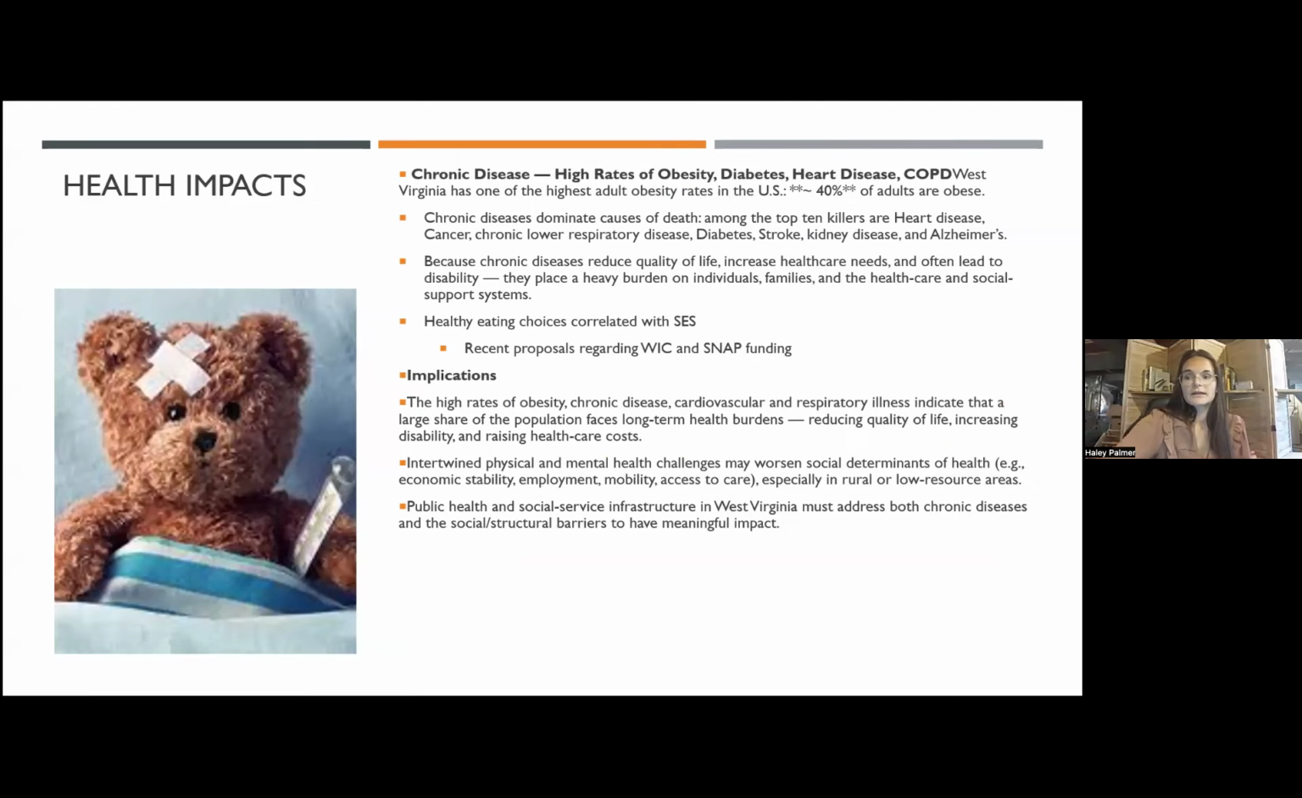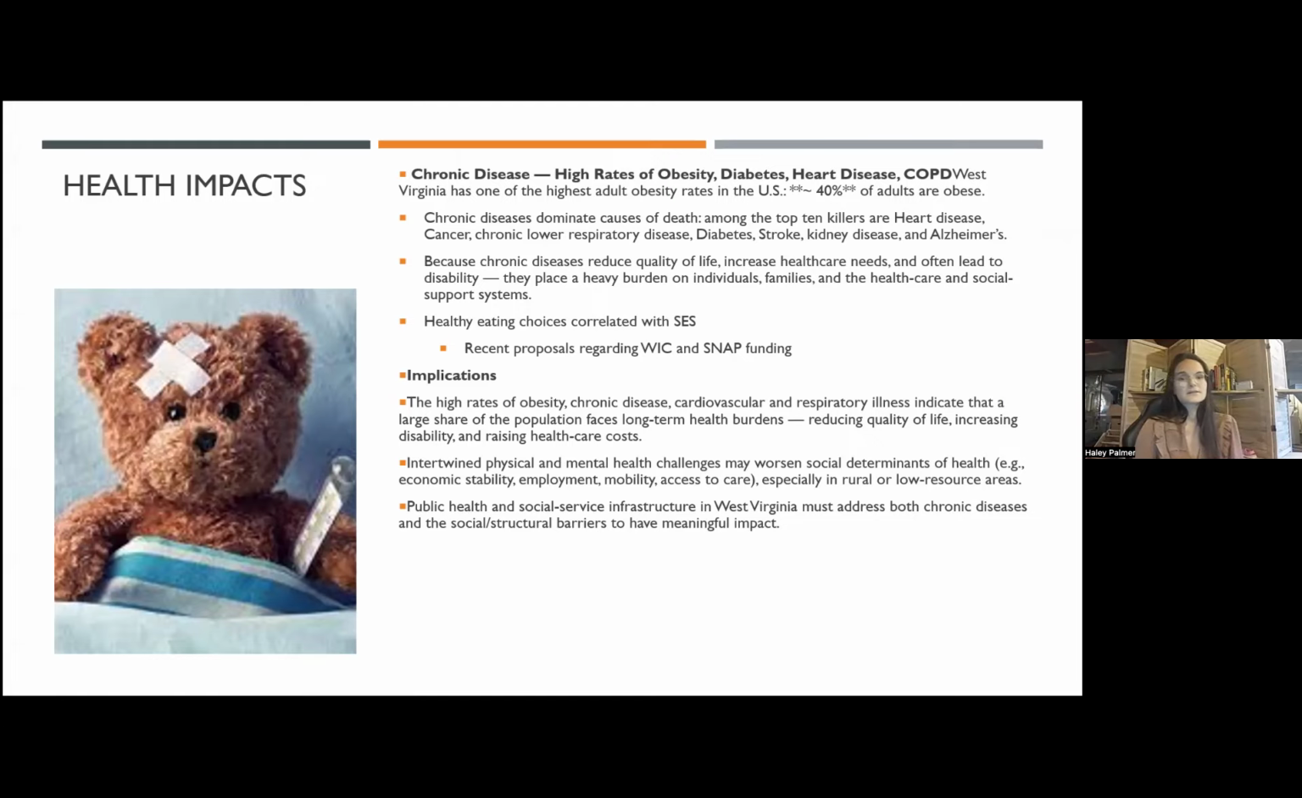Okay, so here are some health impacts of social determinants of health. I kept it relevant to West Virginia, given the topic. A lot of what we hear and already know: the highest adult obesity rates, with an average of 40% of adults obese. Chronic diseases dominate morbidity, such as heart disease, cancer, chronic lower respiratory disease, diabetes, stroke, kidney disease, and Alzheimer's.